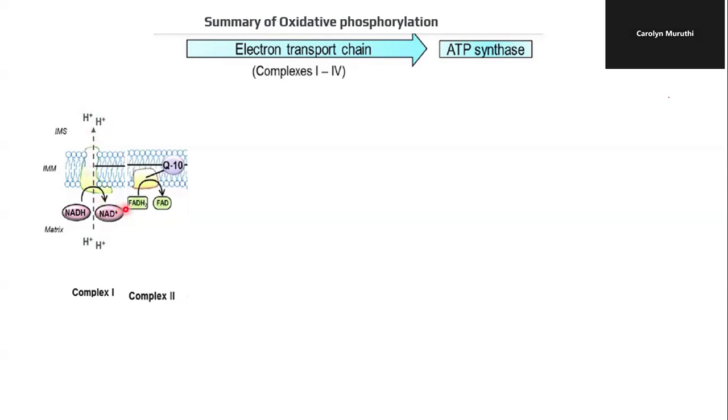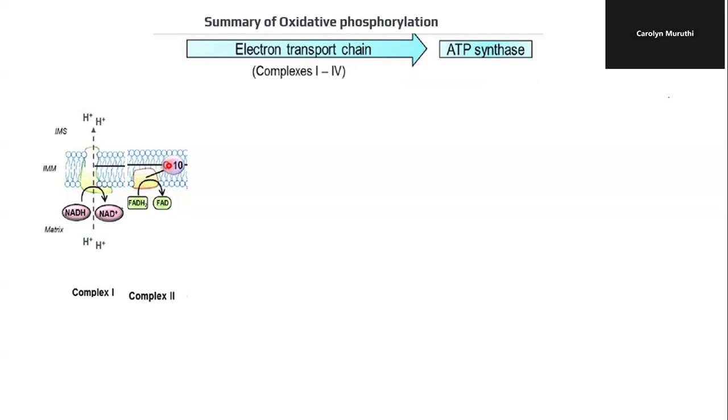FADH₂ will enter the electron transport chain through complex 2, and here it will donate its electrons to complex 2, and it's oxidized to FAD. Here there's no pumping of hydrogen from the matrix to the intermembrane space. So the electrons in complex 1 and complex 2 are then passed to cytochrome Q or coenzyme Q.